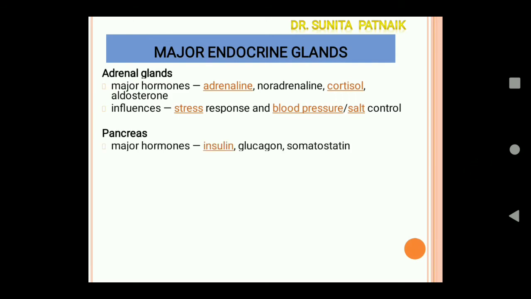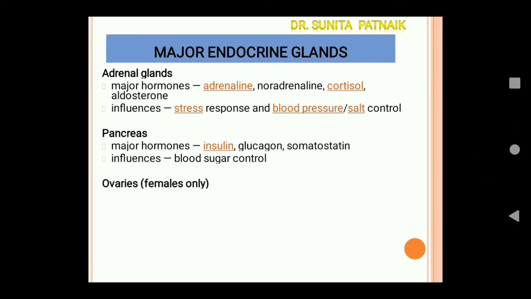Pancreas. The major hormones secreted are insulin, glucagon and somatostatin. Pancreas is well known as a dual gland because it is exocrine as well as endocrine. Endocrine pancreas is called islets of Langerhans, which shows three types of cells, alpha, beta and gamma cells. It influences the blood sugar control.